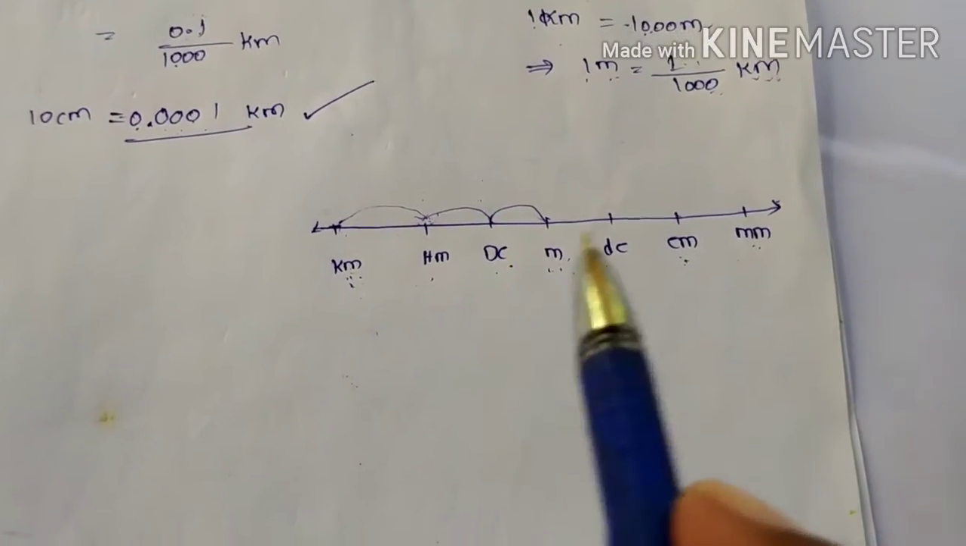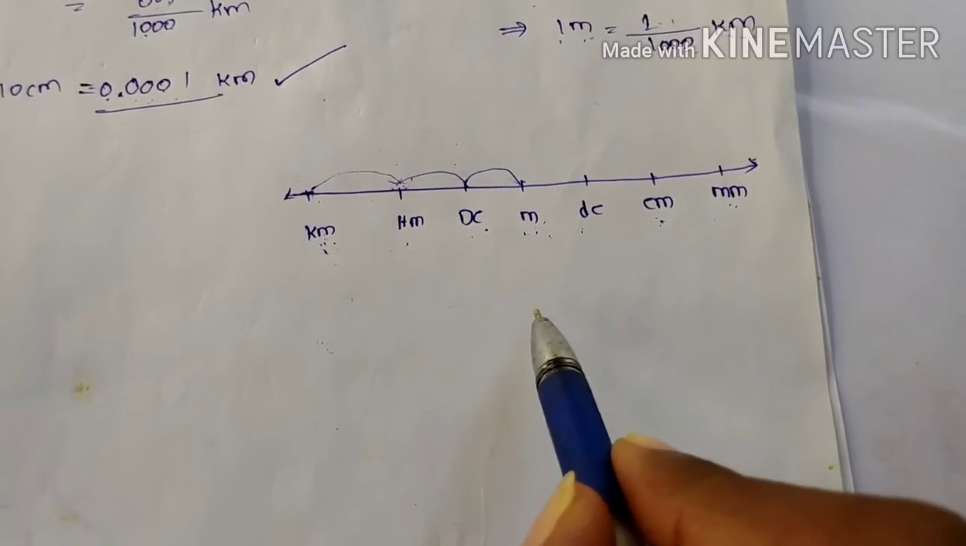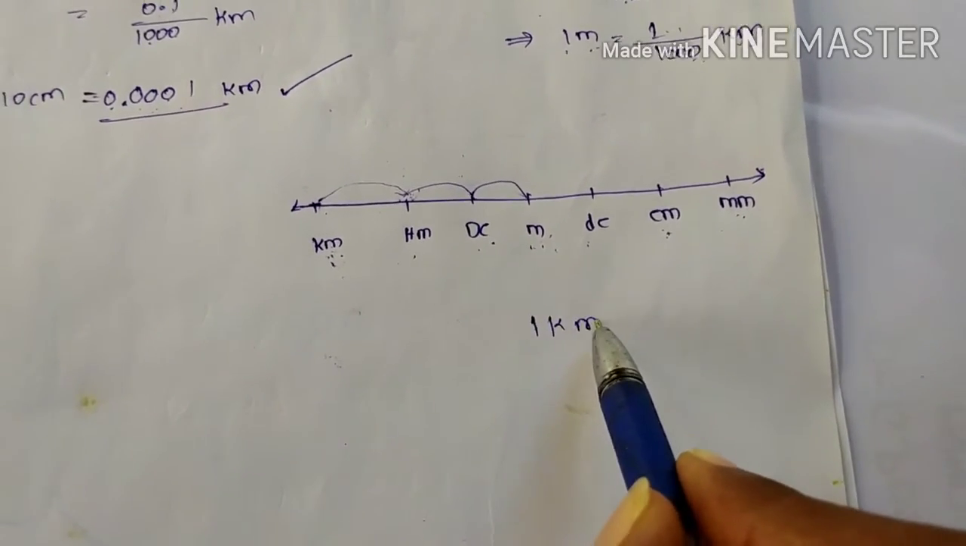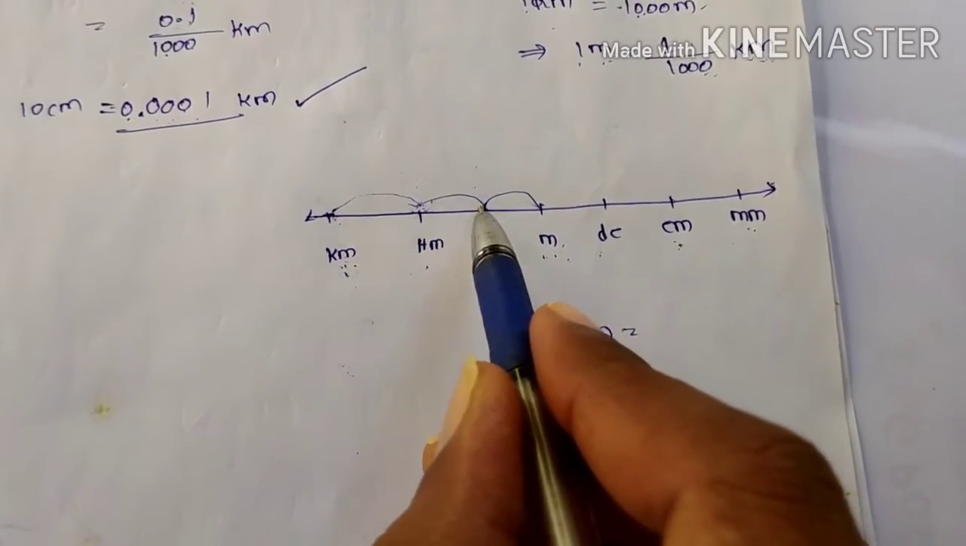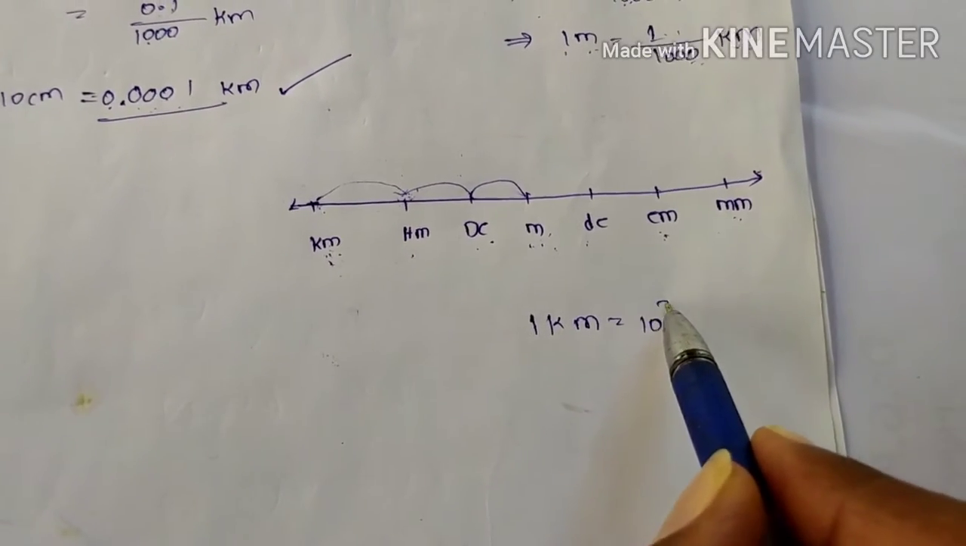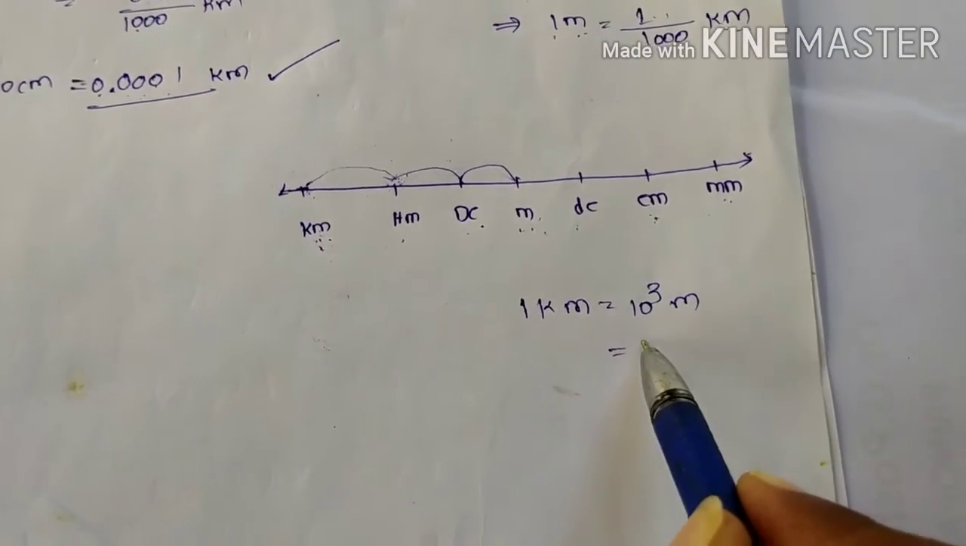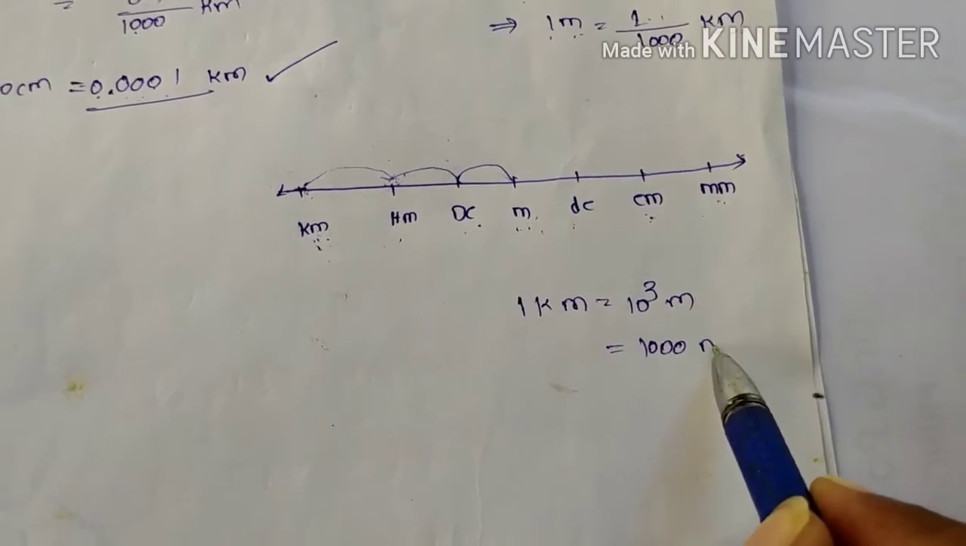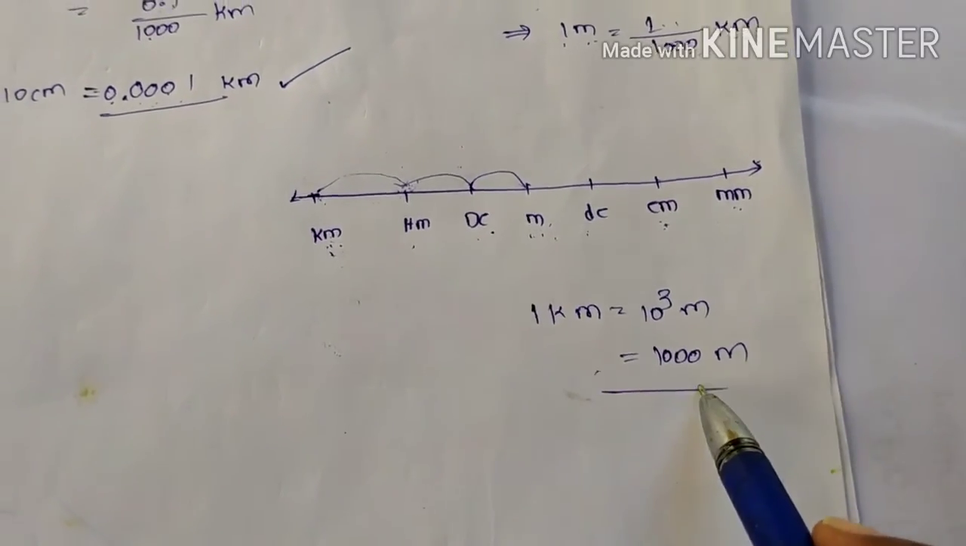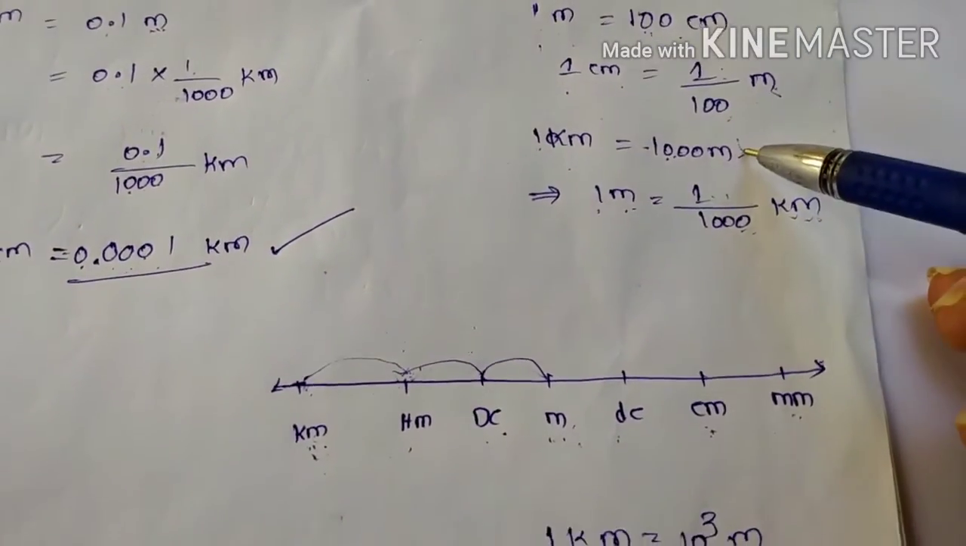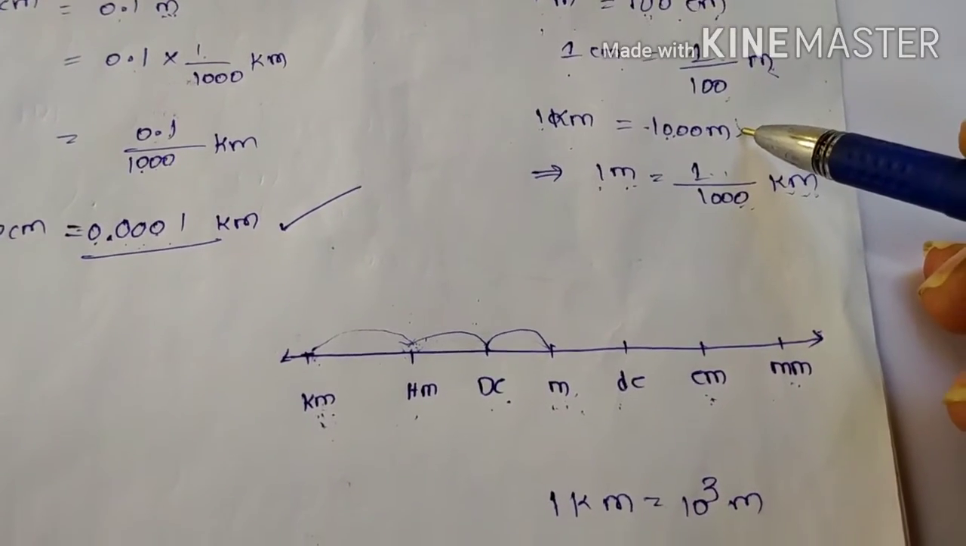How many moves are you making? 1 kilometer is equal to how many moves? 1, 2, 3. That means 10 power 3 meters. 10 power 3 means how much? 1000. Yes or no? 1 kilometer is equal to 1000 meters. Already available, or not? 1 kilometer is called 1000 meters.